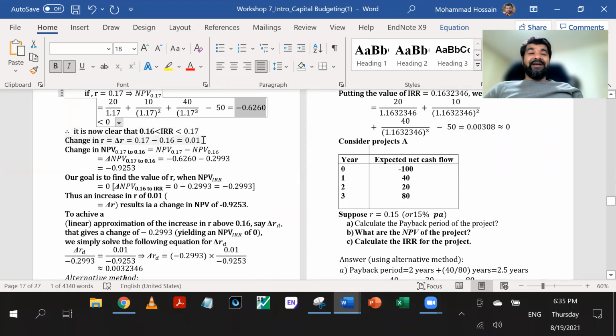How do you calculate it? Now we said the change in R will be equal to 0.1. It is 16 and 17. Then the changes in net present values.